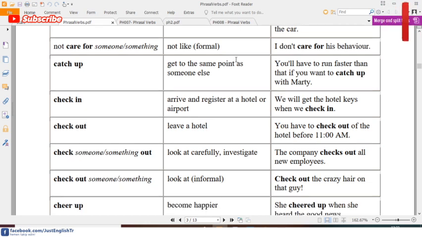And next one, not care for someone or something. It means not like, and it's formal. I don't care for his behavior. It means I don't like his behavior. You can say care for, and not care for is negative.